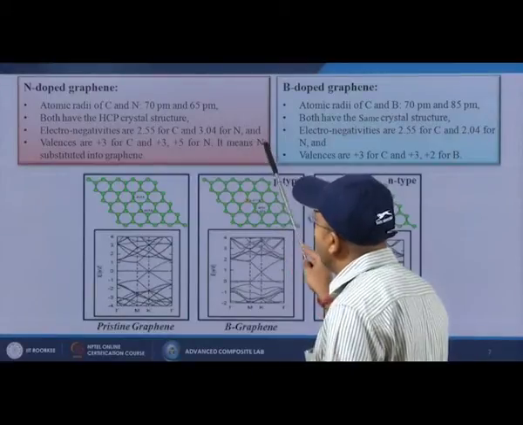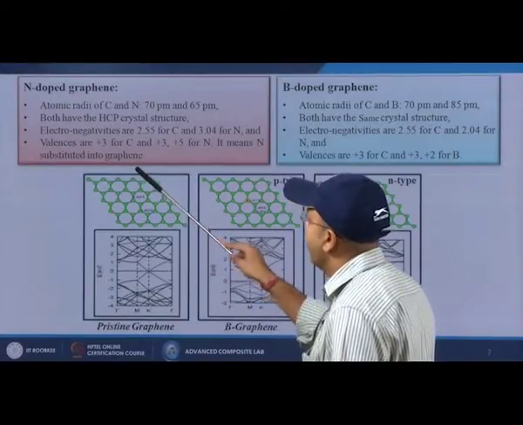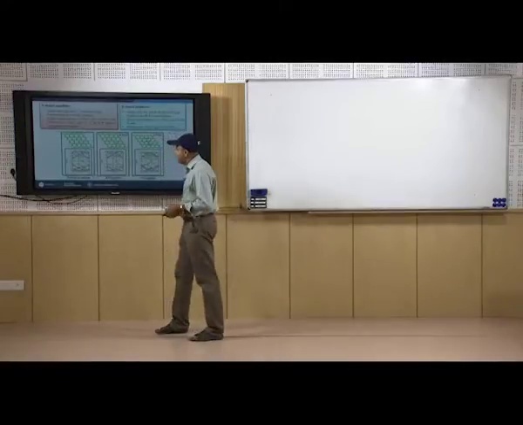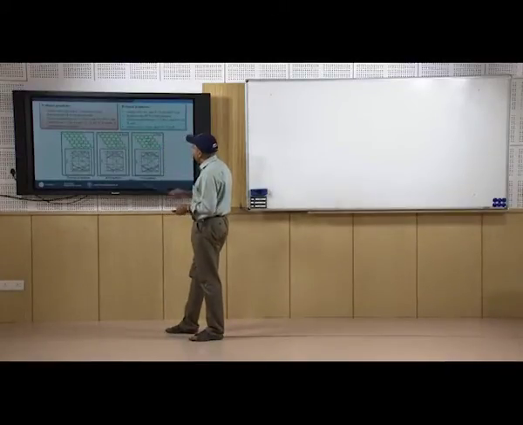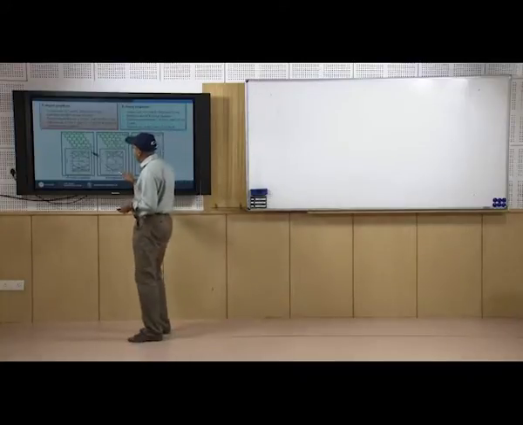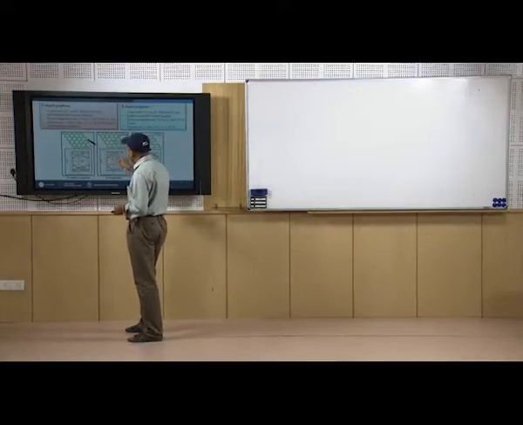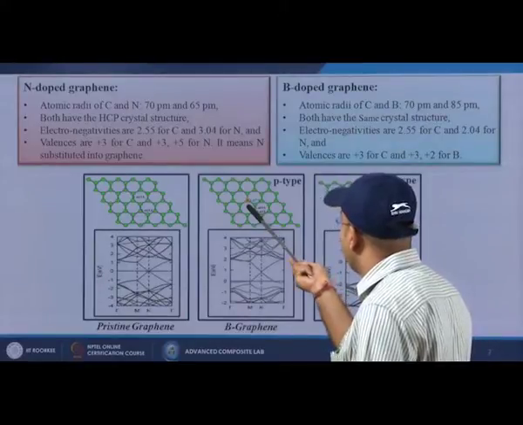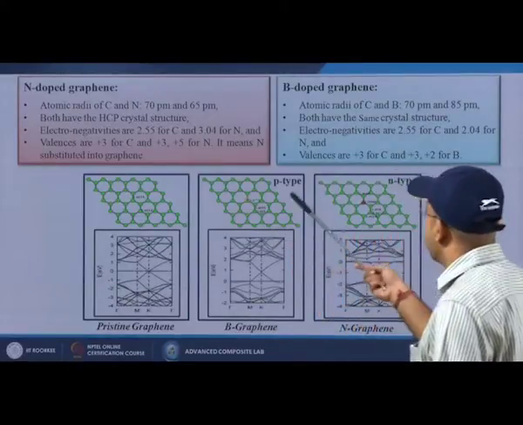It means nitrogen substituted into the graphene because nitrogen has more valences than the carbon itself. So, here when we are talking about the pristine graphene, its crystal structure looks like this. When you are talking about the boron doped graphene, simply boron is doing the substitutional doping inside the carbon structure, or maybe inside the graphene sheet, and that is known as the p type.